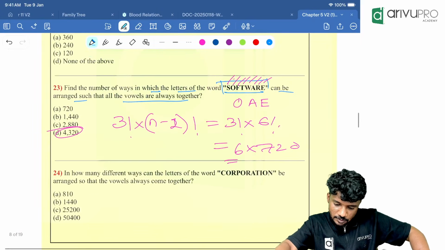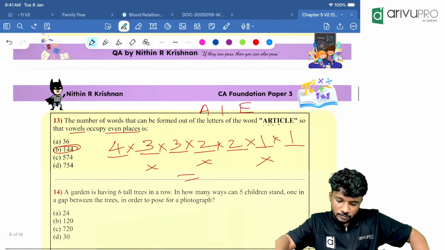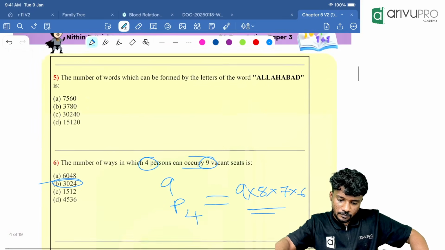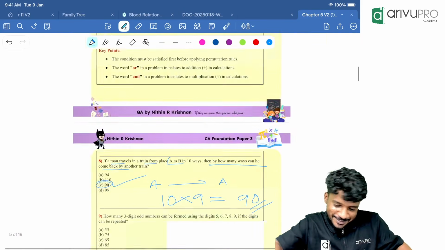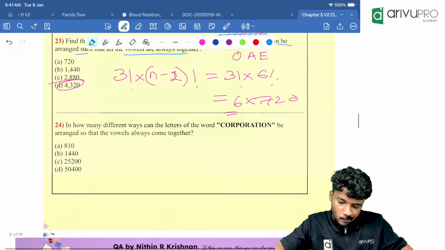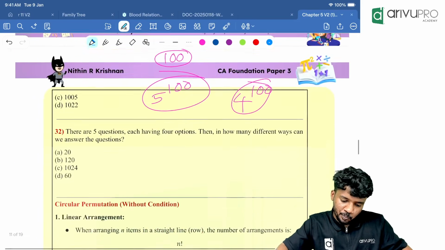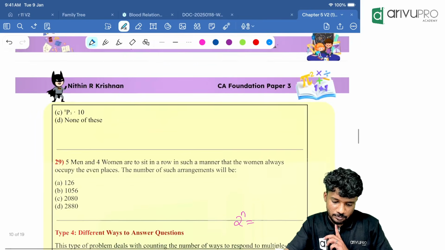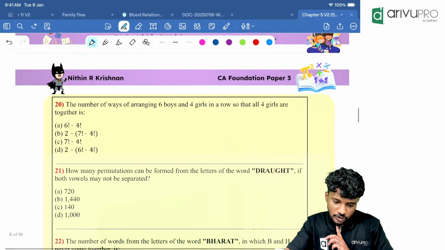Yes, where is it? I missed the question now. Yes, somewhere it's there. I think I missed it now. I think somewhere I wrote it by mistake.